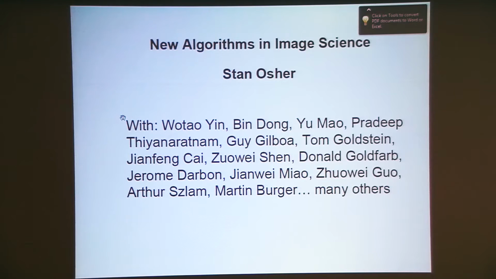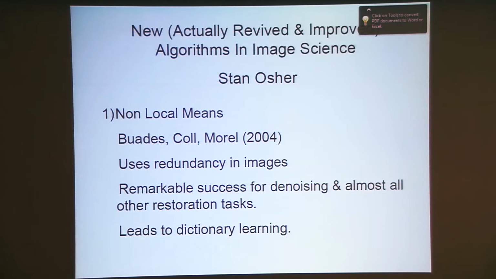New algorithms in image science, and this is about a year and a half old talk, so there's newer stuff. But I think for this audience, it's supposed to be a tutorial, so it's not bad to review a little bit. There's lots of people here, many of whom are no older than you are, who are students and whatnot. Okay. So what we're actually talking about is revived and improved. Nothing is ever new. I have found over the years the most important thing is to be the last person to discover something. Then you really get famous.